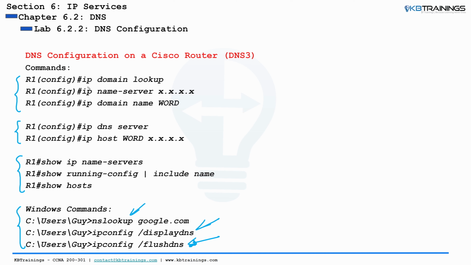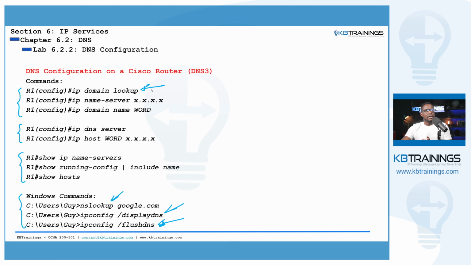So the commands we have here, first of all, we have ip domain-lookup. This is enabled by default. If you are in a Cisco router, by default, this is enabled. This will just tell your router that it can do name resolution. And if you don't want your router to do name resolution, you can do no ip domain-lookup.